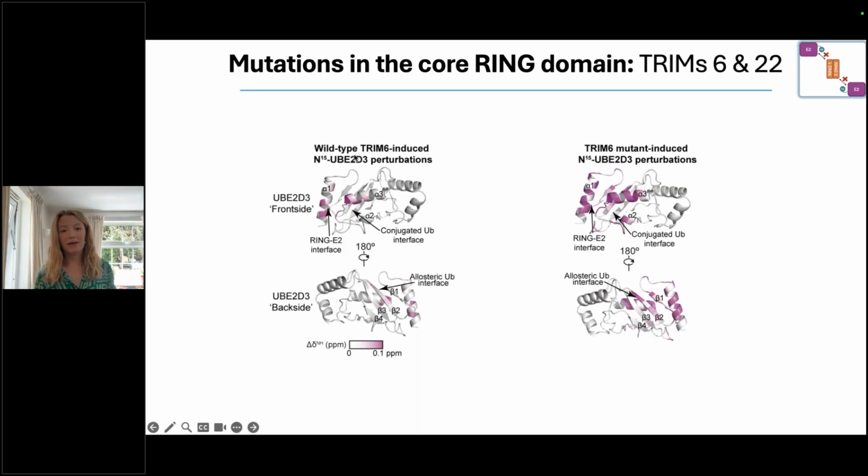But what we see in the wild type ring domains is actually just a few very weak perturbations in residues, mostly at the so-called front side of the E2 enzyme, showing that TRIM6 really isn't activating the E2 properly, in such a way that it would be capable of discharging the ubiquitin.